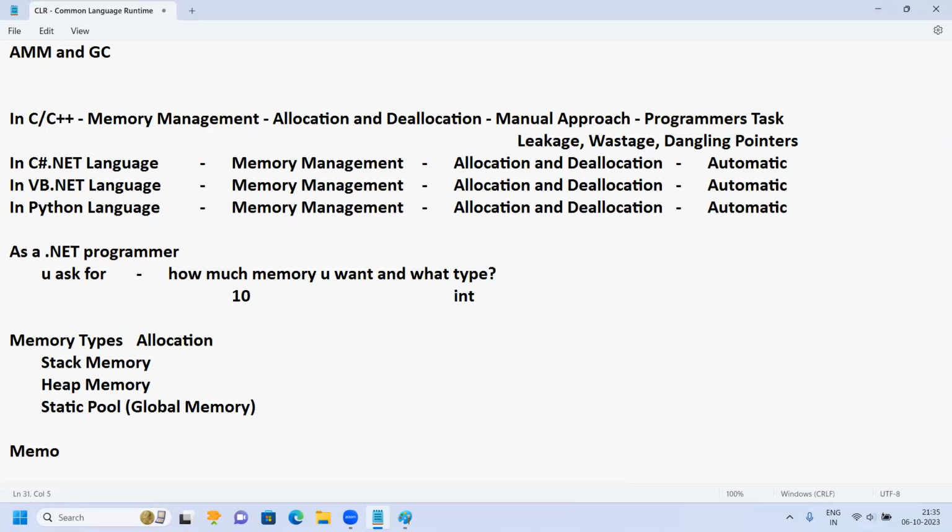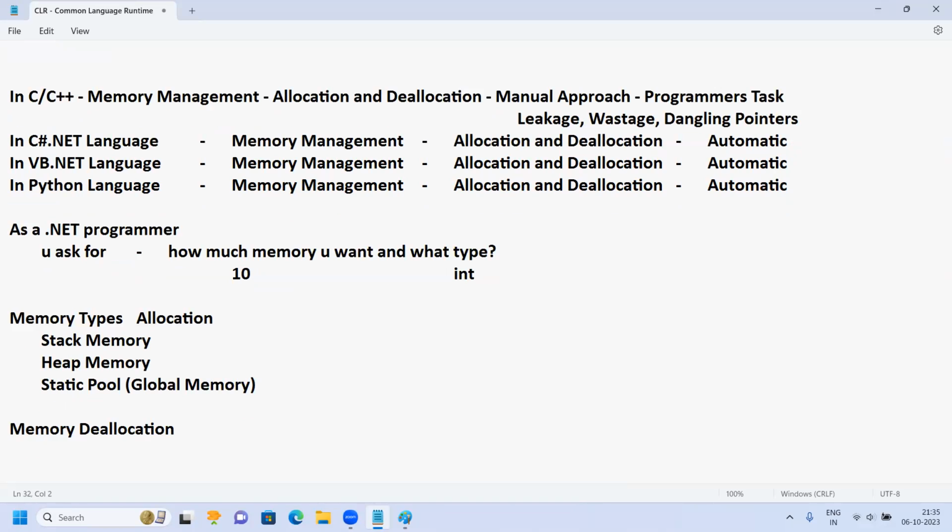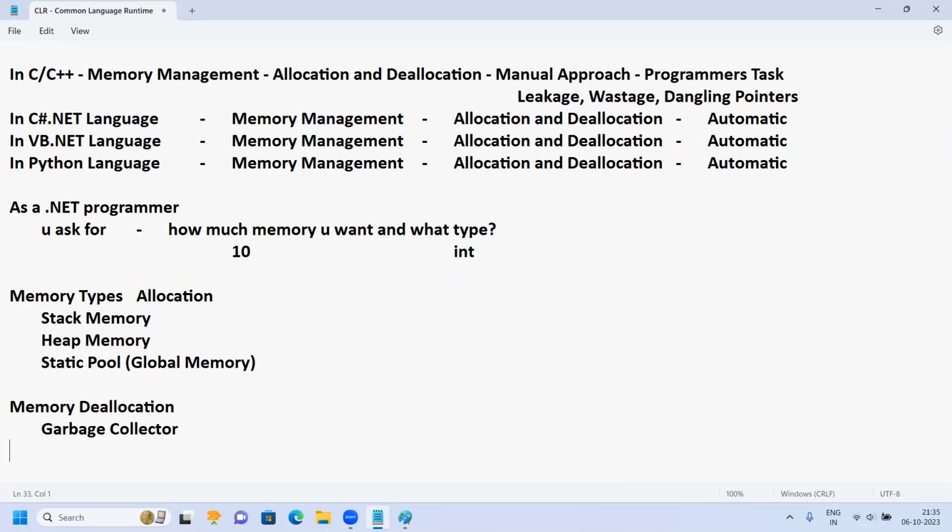And memory deallocation. Here, who will do the deallocation? .NET will do. How? Garbage collector. Yes. Allocation is automatic, deallocation is automatic.